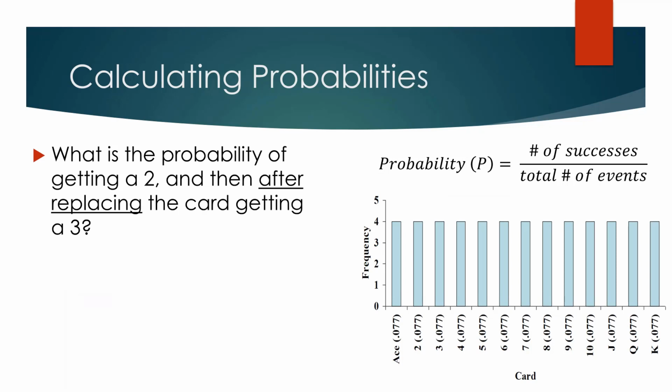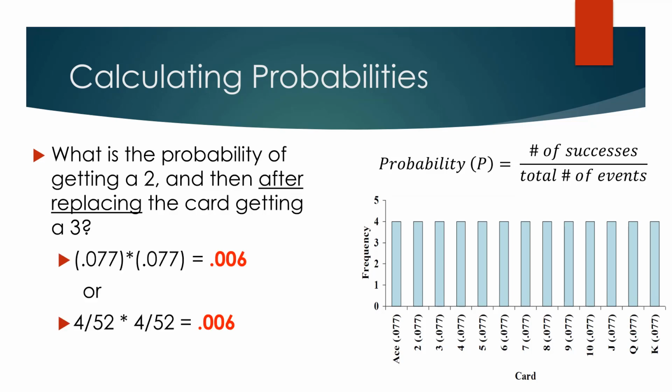Here's another one. What is the probability of drawing a 2, and then after putting the 2 back into the deck, drawing one more card, and then also getting a 3? So from the top of the deck, you draw a card and it's a 2. What's the probability of drawing that? And then putting it back into the deck, somewhere in the middle, and then drawing the next card on top, and that card being a 3.